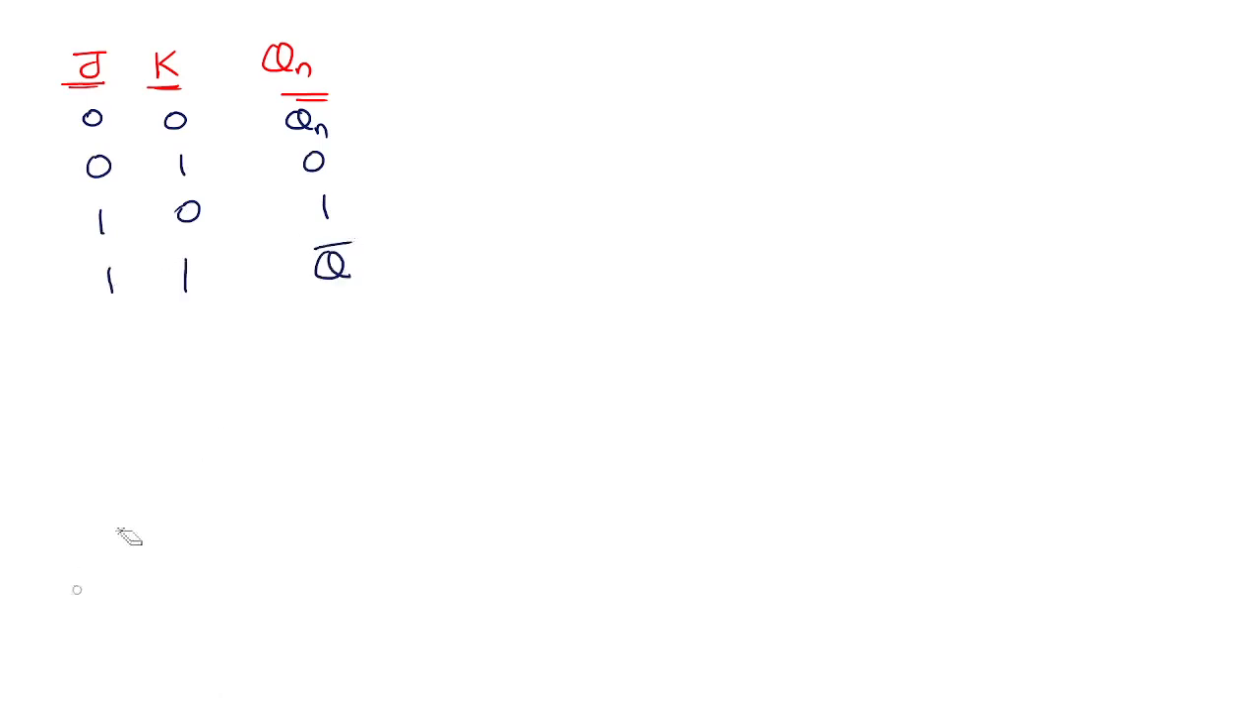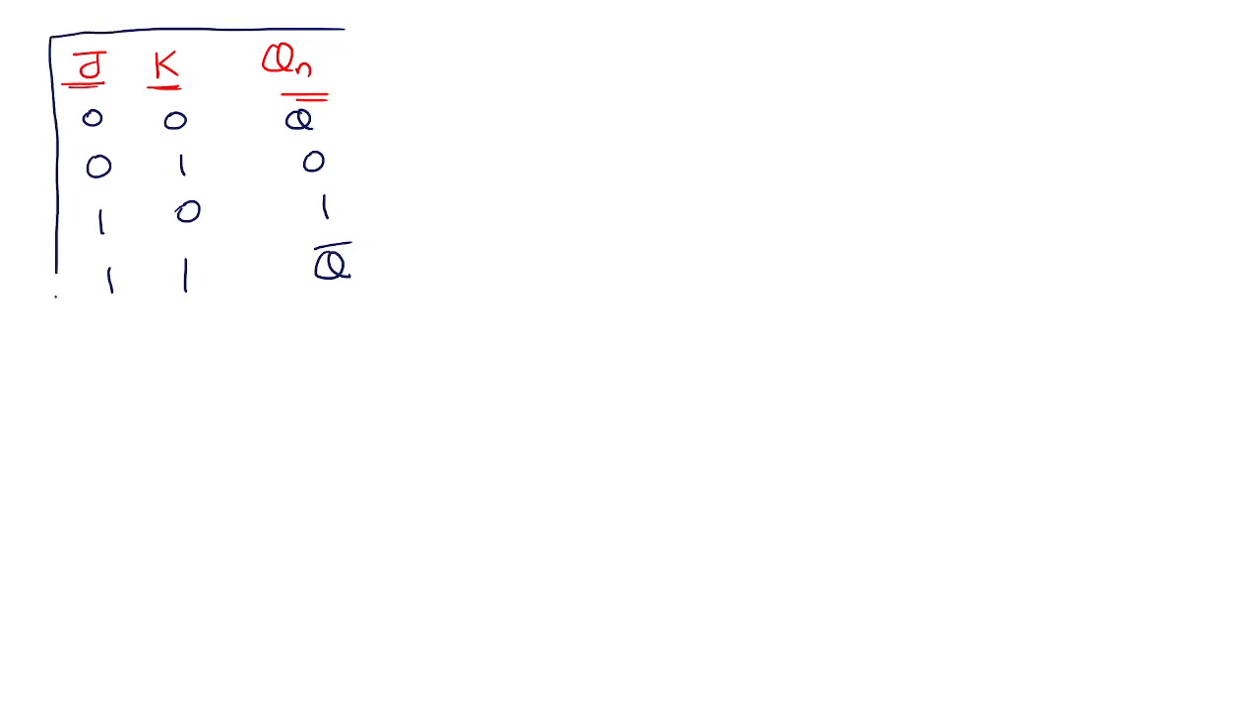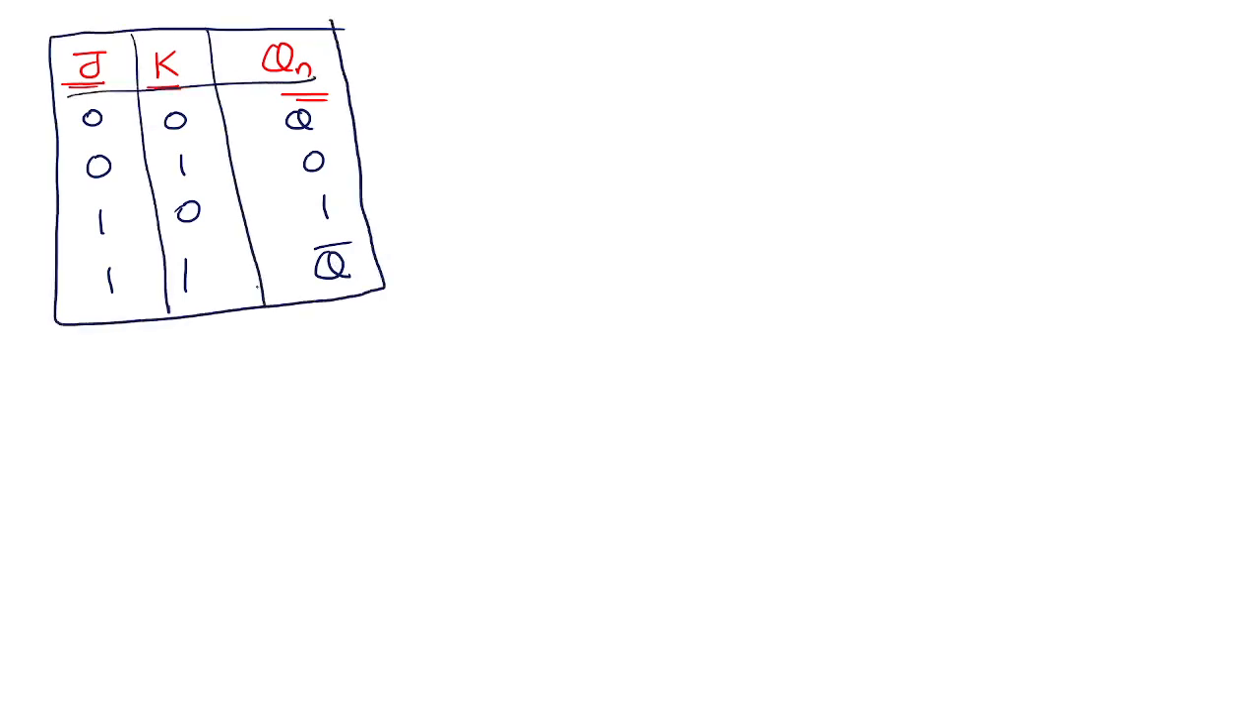Sorry, just a minute. This is Q. Right? Whatever is the present state, the next state is going to be the same. Similarly, I can draw all this: characteristic truth table, then characteristic equation, excitation table, and state diagram.